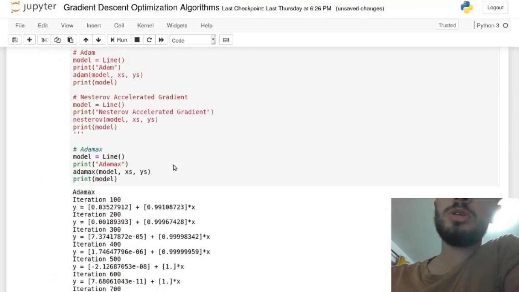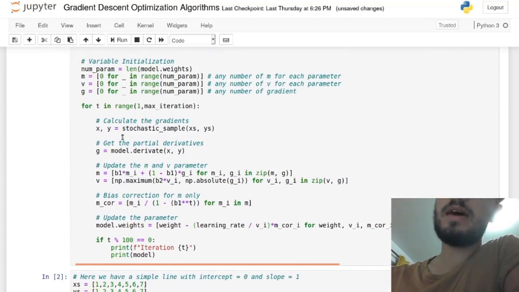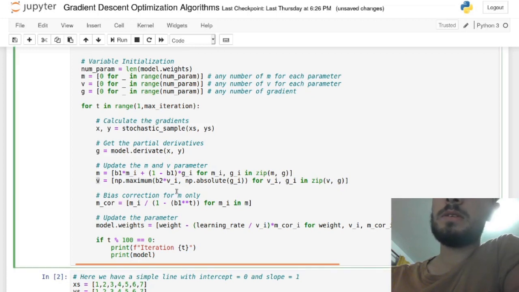So that's pretty much it for AdaMax. If you look at Adam, it's pretty similar. The only quirk is that the v is different.